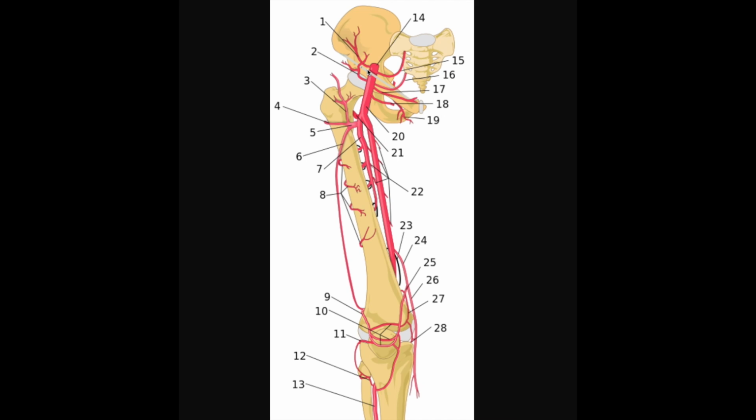Moving on to number 2, you have the superficial circumflex artery, which is also another artery that we should have in mind.